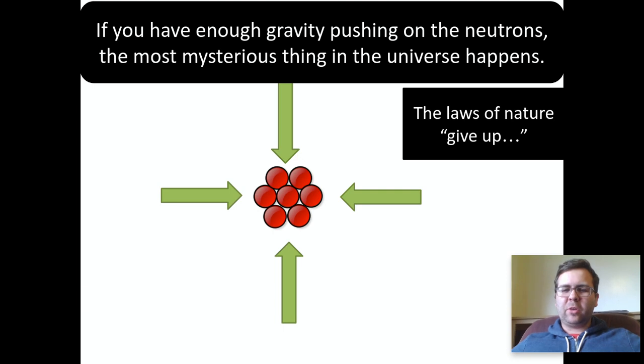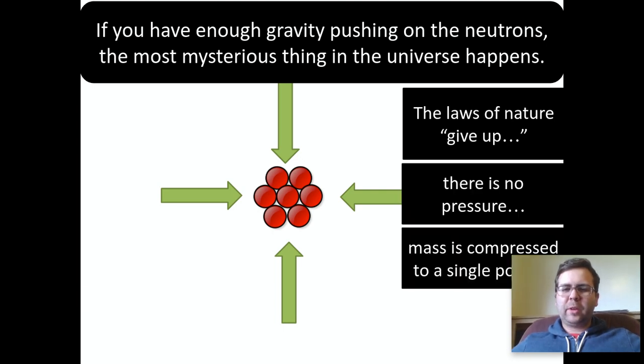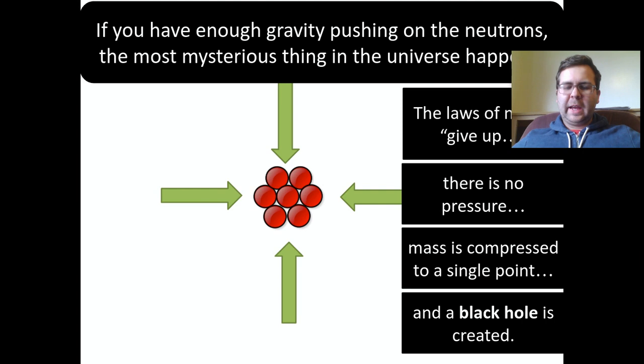The laws of nature just basically give up. There's no more pressure left, and mass is compressed into a single point, and a black hole is created. So that's what a black hole is. That's how black holes get created.